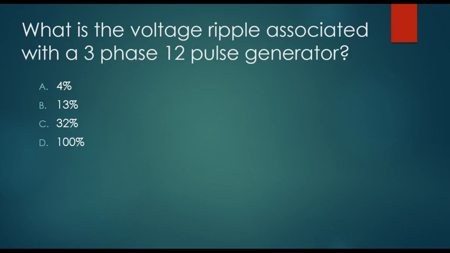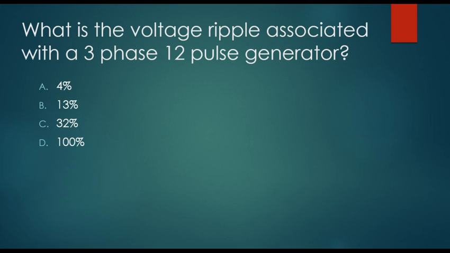All right, here's another question. Now, this is not going to be a computational type thing. This is just a can-you-remember thing. What is the voltage ripple associated with a 3-phase 12-pulse generator? And if you remember what those pulse waveforms look like, then this would be kind of easy, because 12 pulse is a lot. Okay, so that means that the waveform stays really close to 100% all the time.